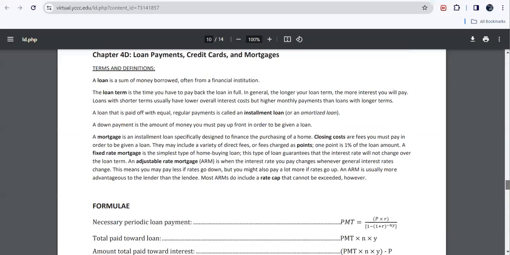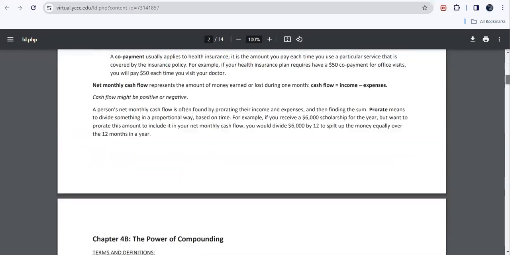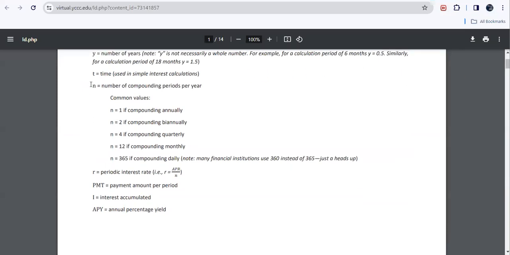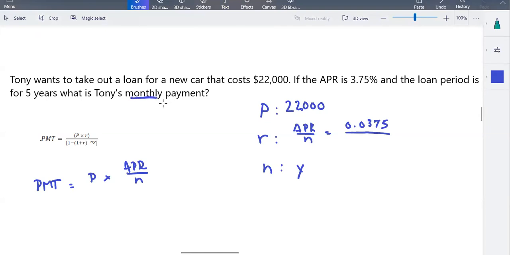Now that is actually on here. I think we have, there we go. We have some common N's, which is nice. So compounding or depositing or payments, whatever, monthly would be 12. If it's quarterly, it's 4, 2 biannually. So that's pretty good info. Tony here is doing monthly, so that must mean N is 12.